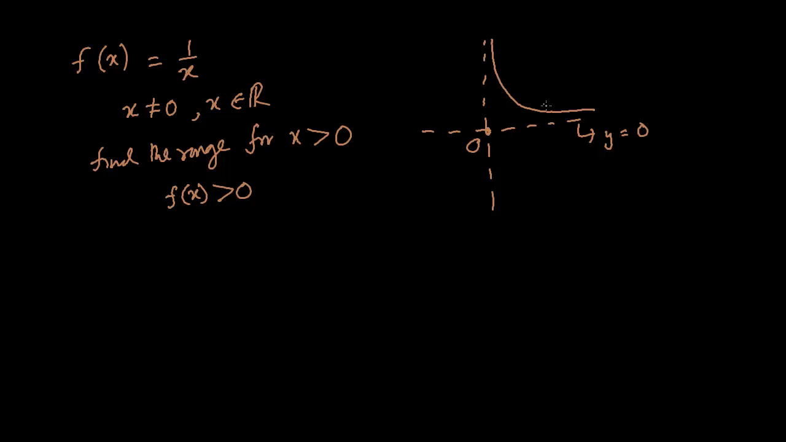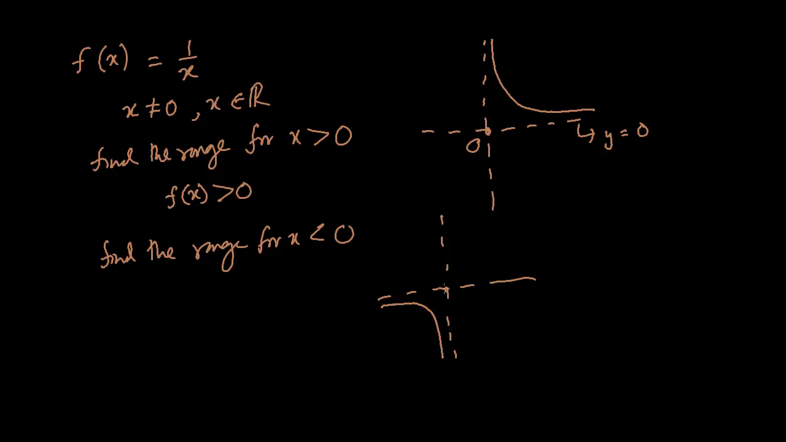On the other hand, if the question was find the range for x is less than 0, since there are two separate curves, this is going to be the case. So here, this is 0, and this horizontal line is y equal to 0. So here the shape is below this asymptote. So the range is going to be f(x) is less than 0.